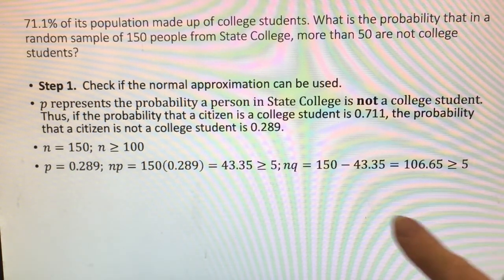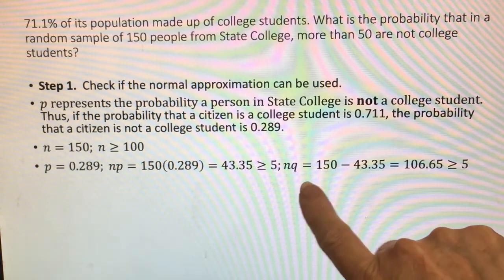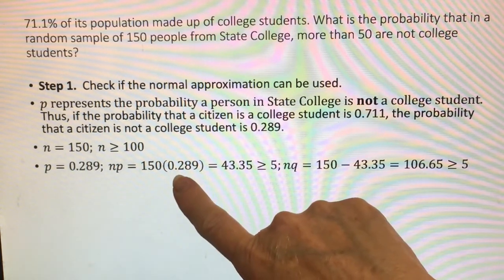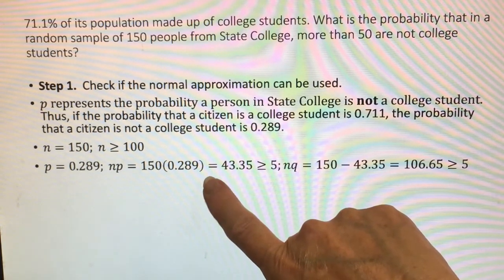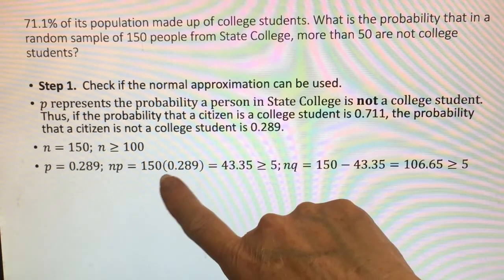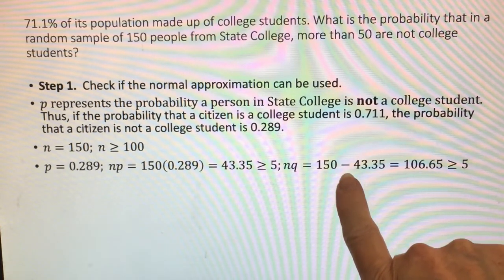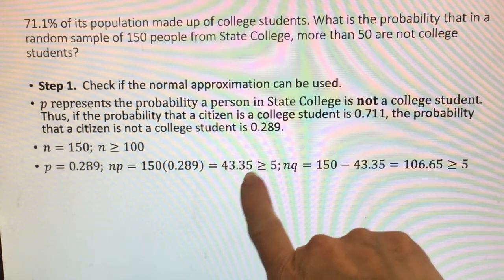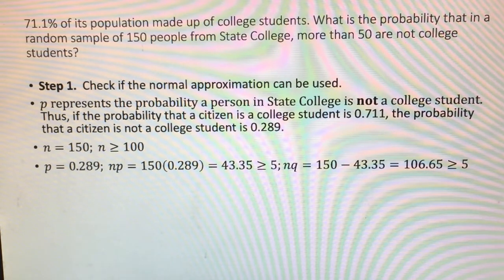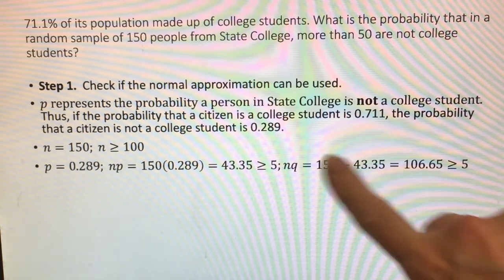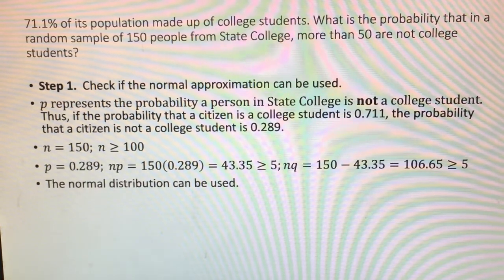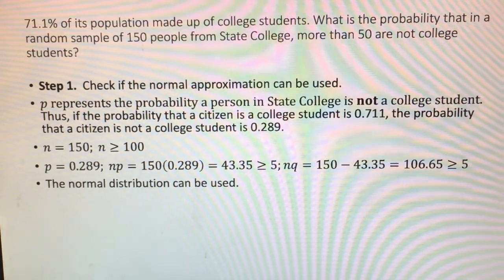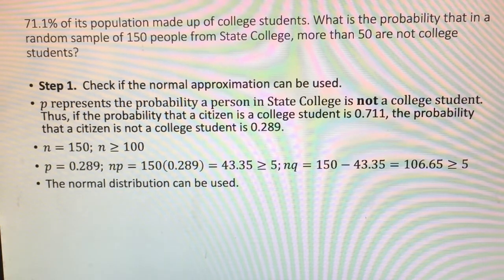And then N times Q is going to be 150 times 0.711. They just did 150 minus the number that were not college students, and they got this one. So either way, you could have just used the NQ, but they did it that way, and it works. Both of these quantities are greater than 5. So the normal distribution can be used, and step 1 is a success.